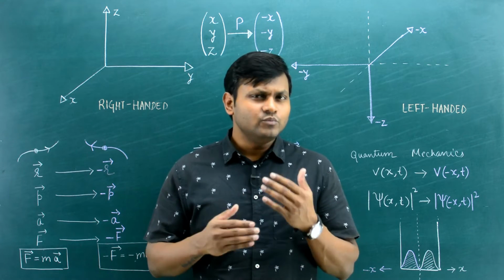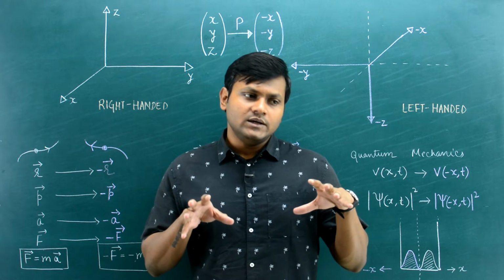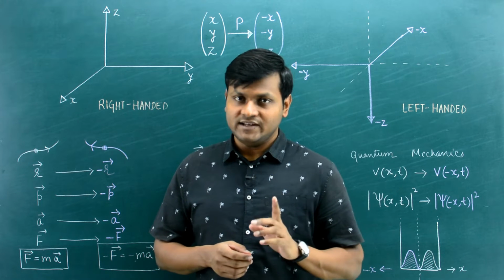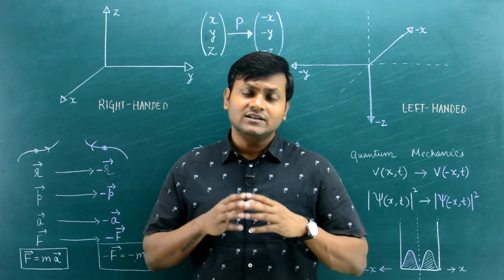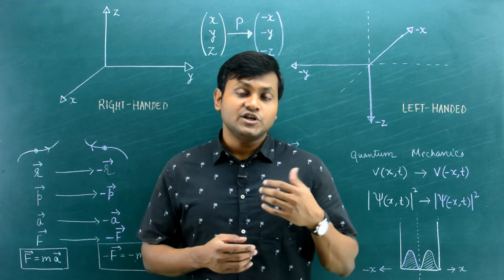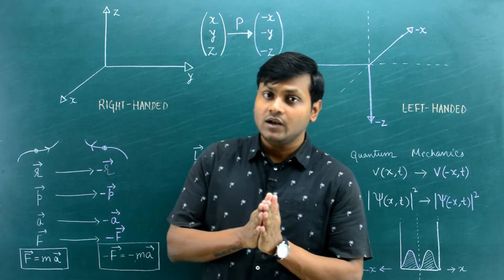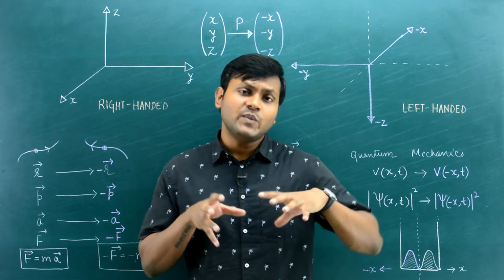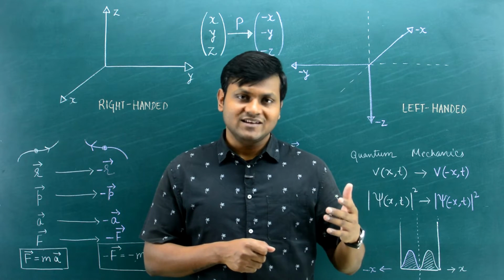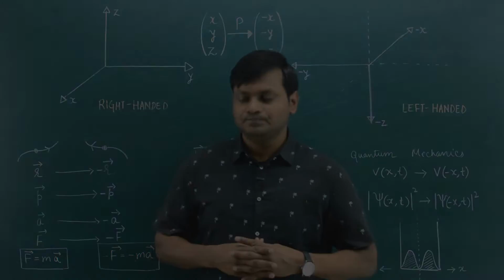And then I'm also going to briefly talk about the handedness of neutrinos and how it tells us about the violation of parity symmetry for weak interactions. To do that, I'll talk about the very famous experiment performed by Chien-Shiung Wu in 1956, also known as the Wu experiment, which for the very first time experimentally demonstrated the violation of parity symmetry for weak interactions. So let's get straight into the video.